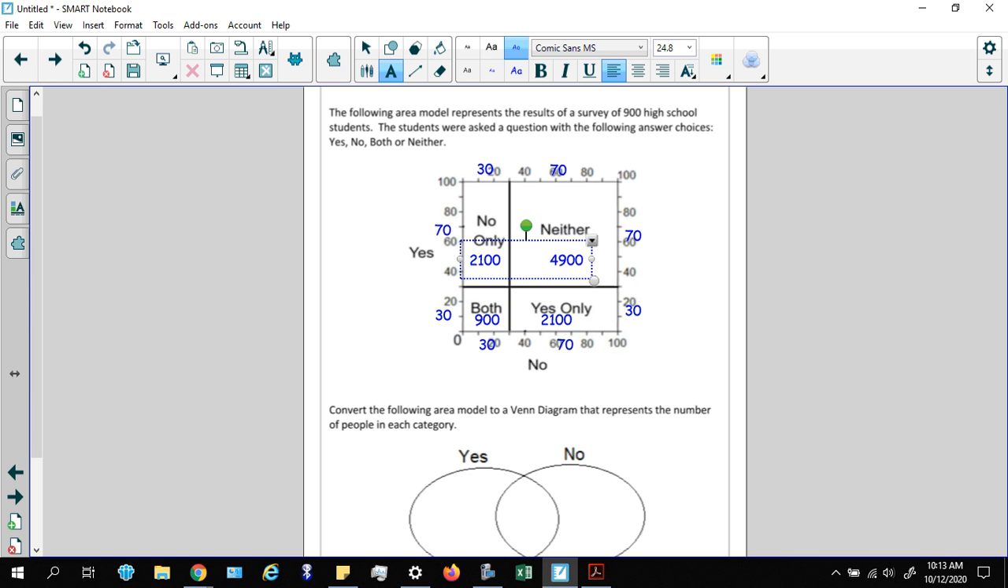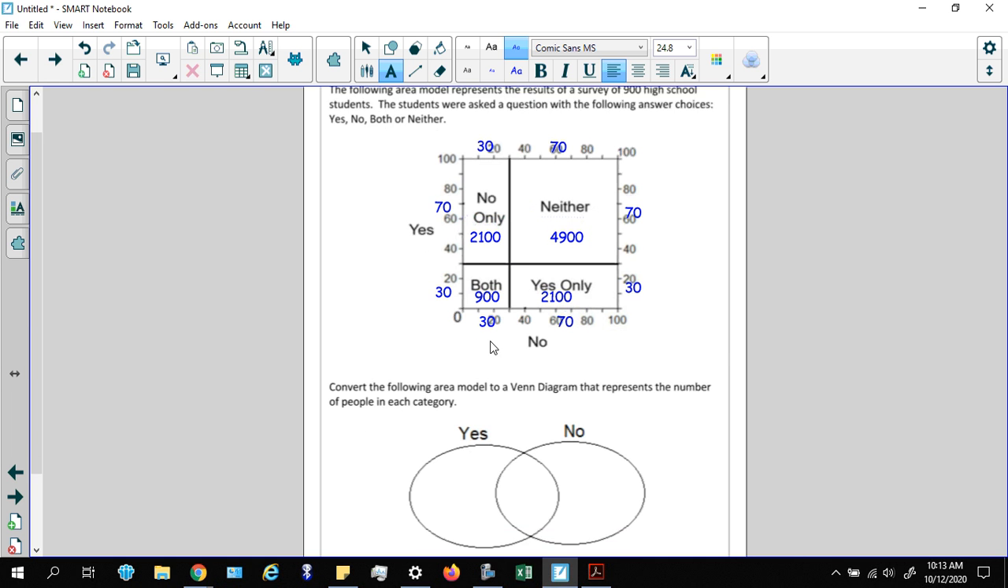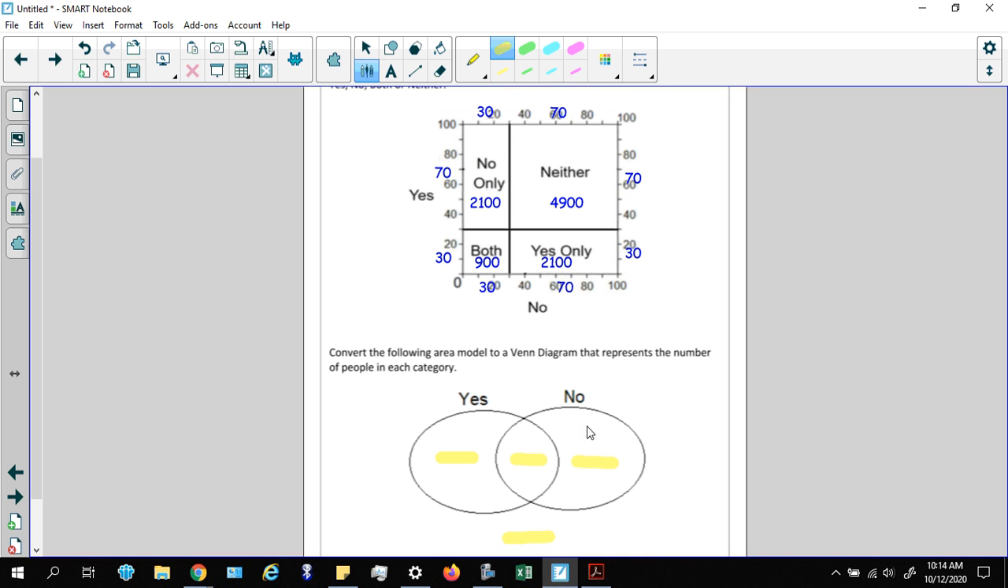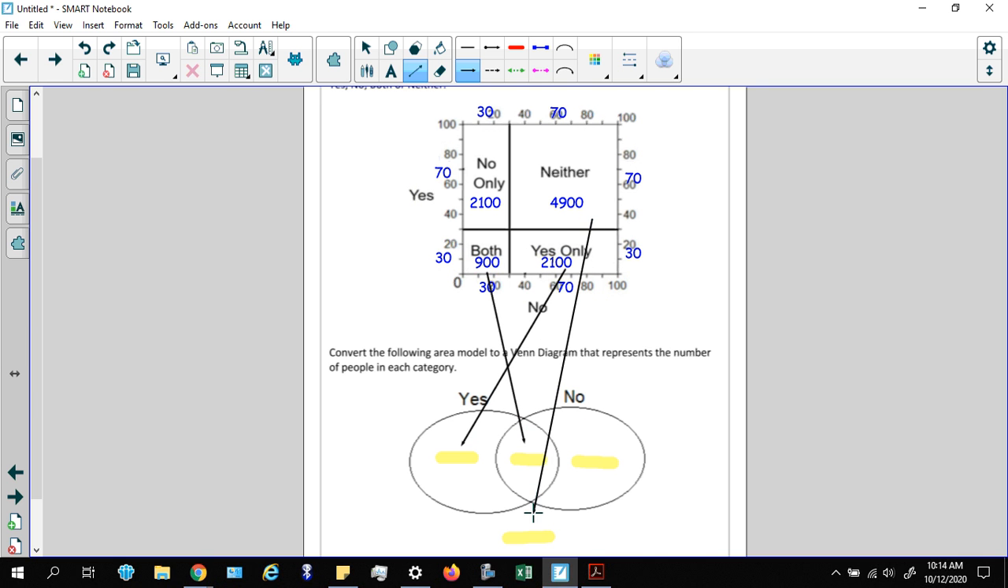Now, from here, we are converting all of our information to a Venn diagram. Now, if you remember a Venn diagram from the previous videos, you need four numbers. And what's nice is that you have four sections in this area model. So very simply, what we're going to do is just start multiplying, and whatever we get for the both section goes there. The yes only section will go there. The neither section will go right there, and then the no only will go right there. Okay? So that's what we're doing.